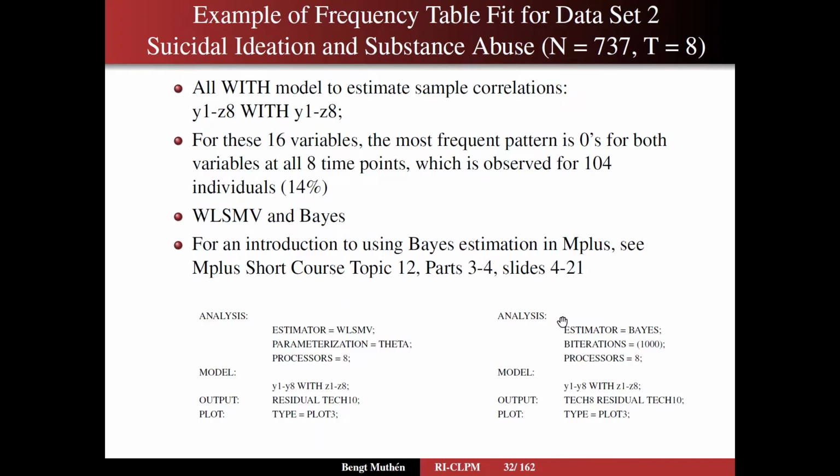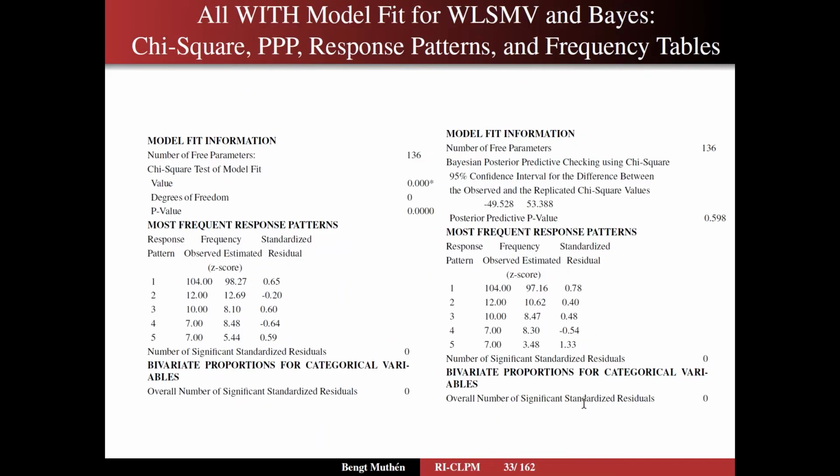In Bayes, it's equally easy. Estimator equals Bayes. We want to keep an eye more keenly on the iterations to see that they've converged, and that's described in this short course topic. And here's a good default setting for that. And the model is the same, Y1 through Y8 with Z1 through Z8. And with Bayes, we always want to take a look at Tech 8 to make sure that the process has iterated its way to a converged solution in a good way.